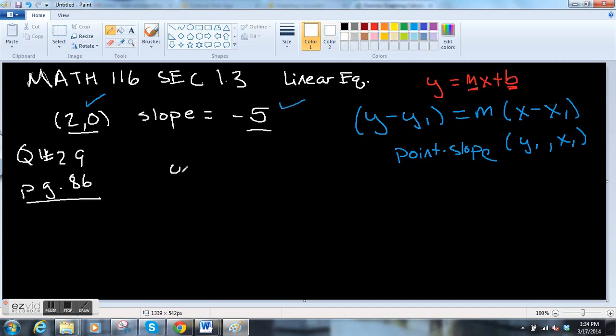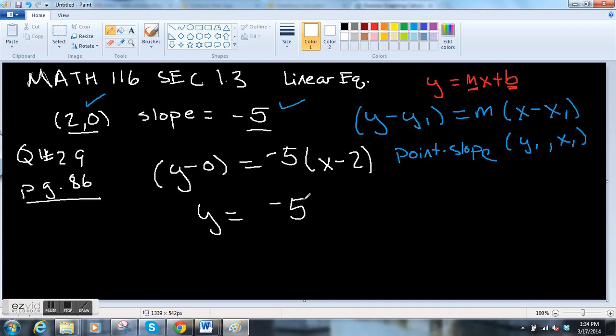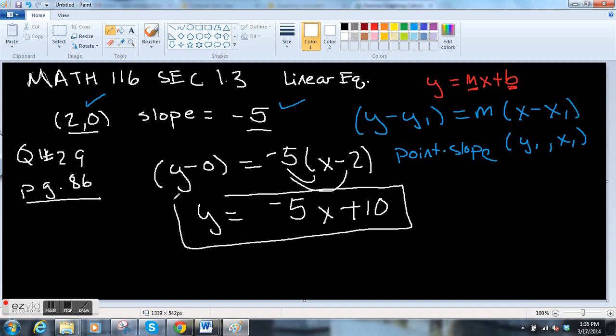So here's the equation, y, that stays as a y, minus y1, so it's right there, 2, now this will be nice, equals m, -5, it's the slope, times x minus x1, so the x of the point is 0. Now we simplify. y equals -5x, and distributing, -5 times -2 is plus 10. So that is our equation. Isn't that point-slope form nice?